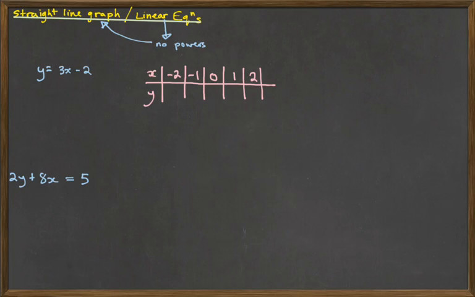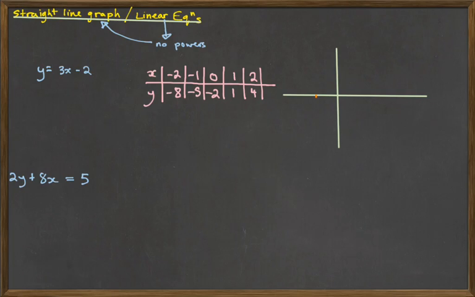When you do that table of values, well, if x is minus 2 for the first one, minus 2 times 3 is minus 6, take away 2 is minus 8. Minus 1 times 3 is minus 3, take away 2 is minus 5, etc. Okay? Notice how they go up in threes.